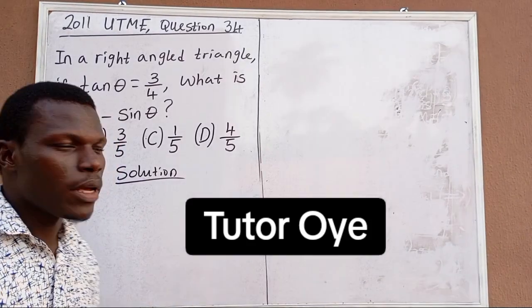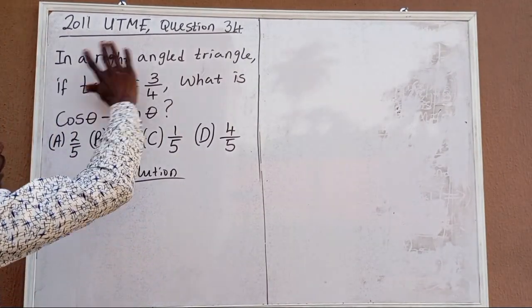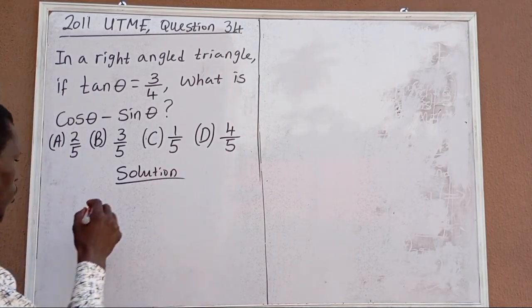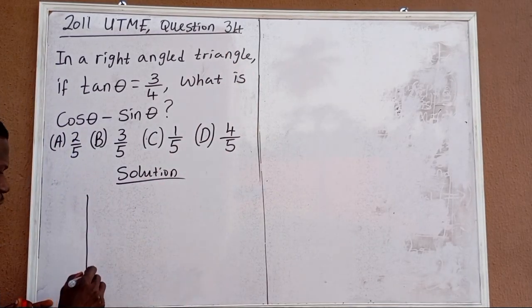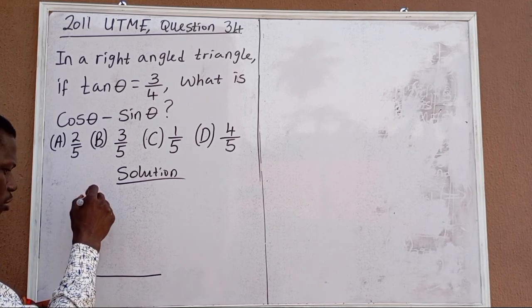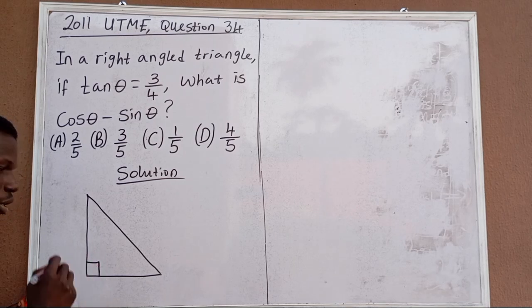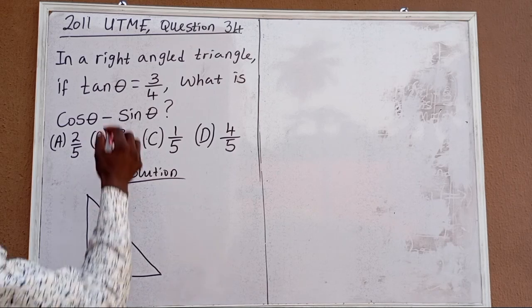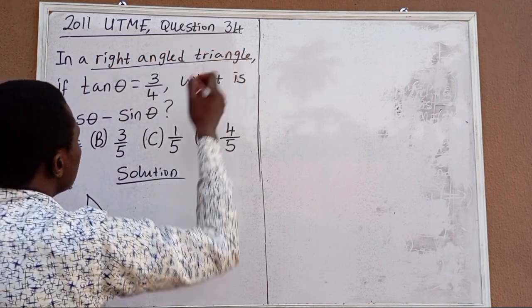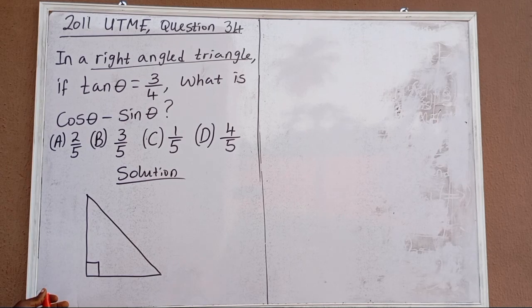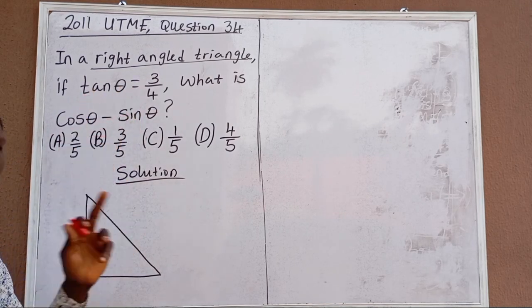So I hope you remember that when we talk about right-angled triangles, it looks something like this. Not necessarily facing this direction, but this is what it looks like. And that is what we are going to be focusing on in this particular question. Now, tan theta equals 3/4.